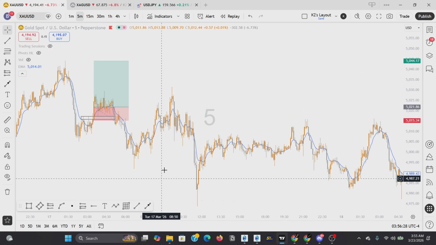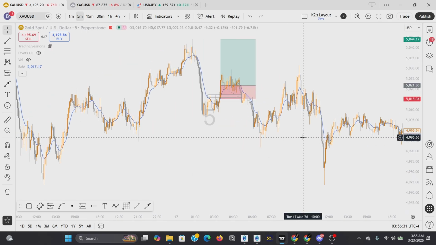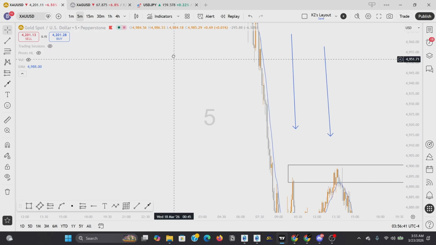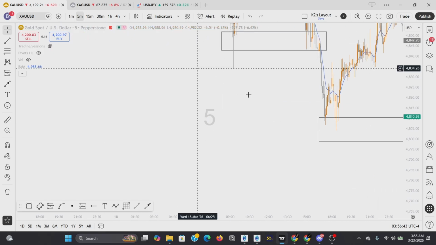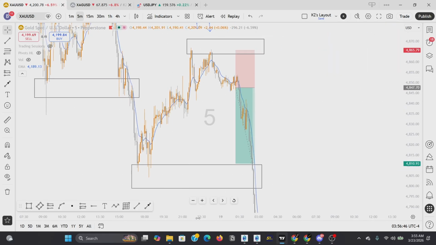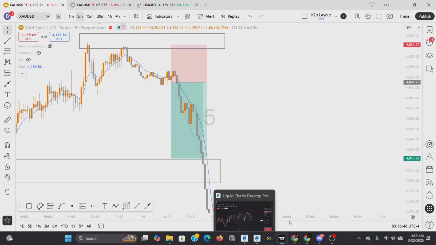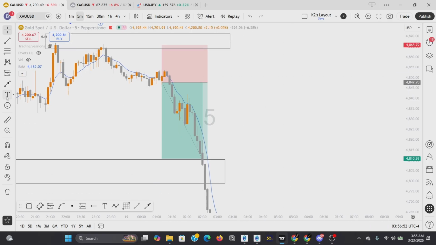So when price is in a bullish market, the only kind of trades you want to take are buys. When price is in a bearish market, the only kind of trades you want to take are sells. Now, after that one loss that I took, I came and I got in a short. All right. Here's some more terminology for you.